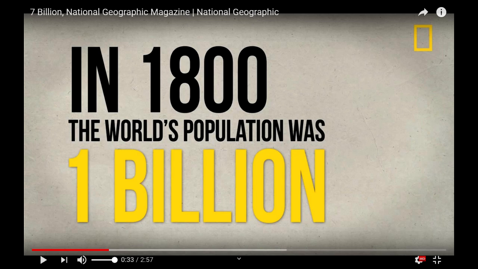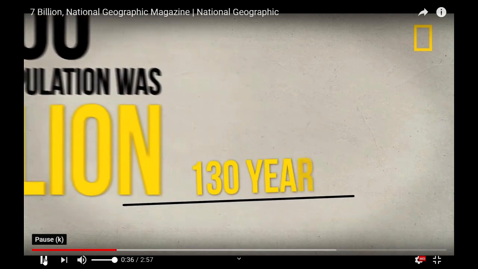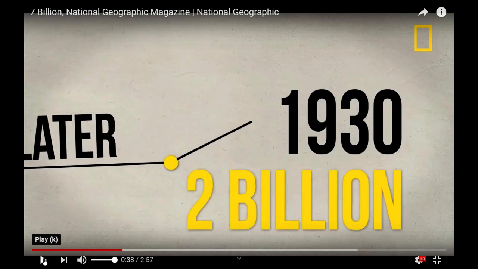But let's look at the growth in population. In 1800, it says the world's population was 1 billion. It took us 130 years, guys, to get 1 more billion people on the planet, right? So by 1930, we were sitting at 2 billion. So we doubled our population, but it took 130 years. Do you think it's taking 130 years to double our population now? Nope.